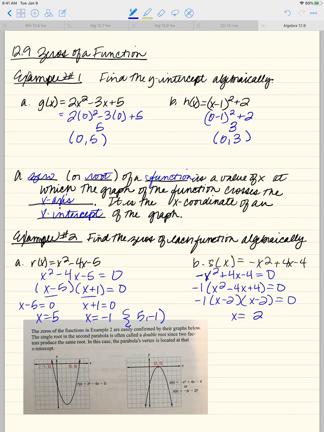The zeros of the functions in example number 2 are easily confirmed by their graphs below. The single root in the second parabola, we only have one, that's 2 right there, okay? We only have one value. The single root in the second parabola is often called a double root since 2 factors produce the same root. You'll notice that here. In this case, the parabola's vertex is located at that x-intercept.